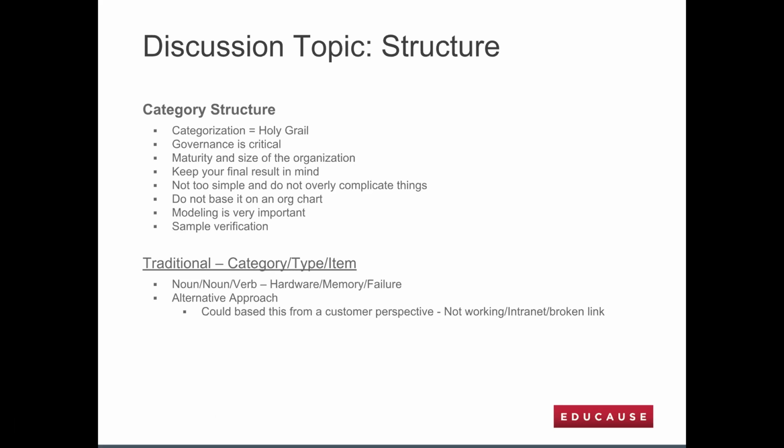Do not base it on an org chart. Modeling is very important. Mike was talking about historical data. If you're upgrading your incident form and categorization, you might have a model already, but you're going to be updating it. Base it a lot off of the historical tickets that are in there. They help guide you and set up the structure for the categorization.